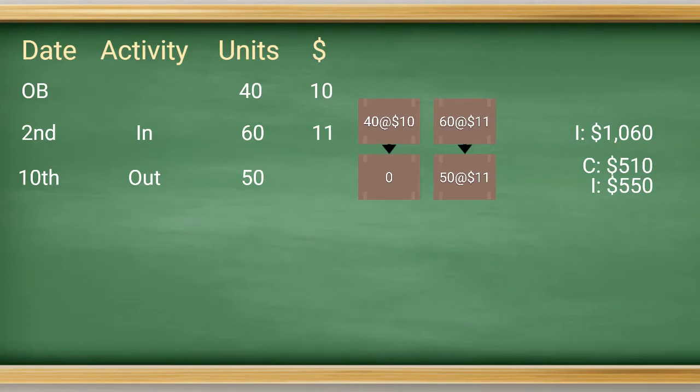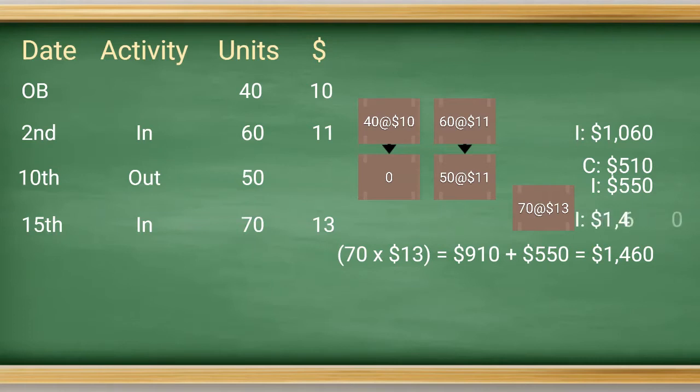Next, we have another purchase on the 15th of June. We purchased these 70 units at a cost of $13 per unit. The inventory of $910 is added to our inventory to get to a total inventory of $1,460. There are no changes to our cost of goods sold with this activity.